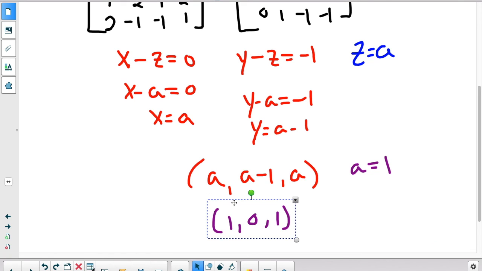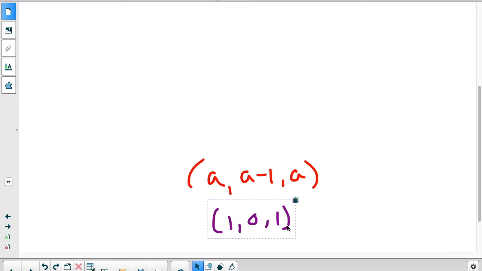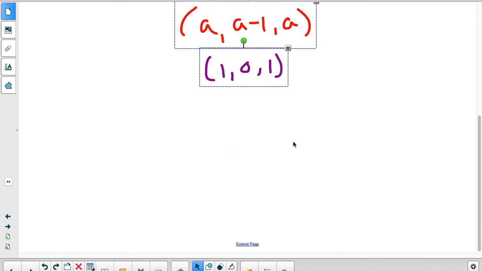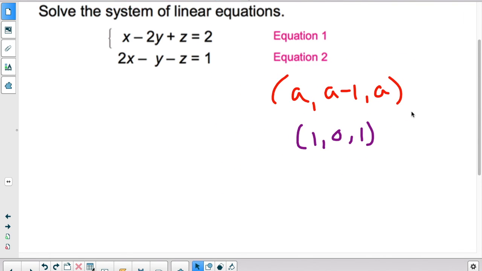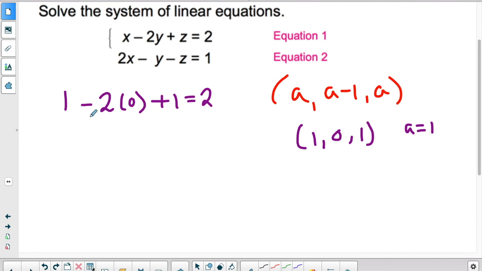Now I'm going to erase everything else. We're going to keep these here and move these back up. So this was our solution, a minus 1, and a, and we let a equal 1, which gave us this solution, these numbers here. And if we plug it back in, so 1 minus 2 times 0 plus 1 equals 2 will work. Well, 2 times 0 is 0. Well, 1 minus 0 plus 1 is 2, so that worked for that one.